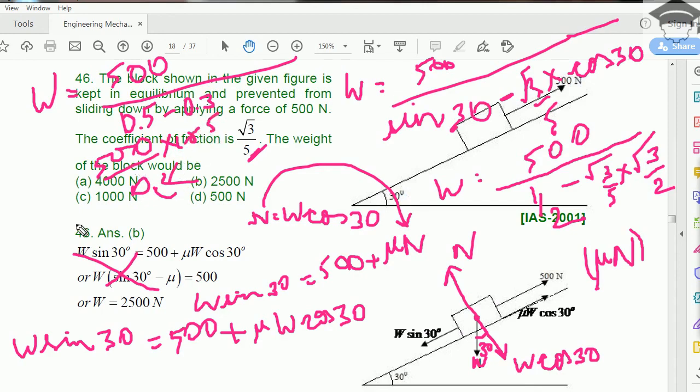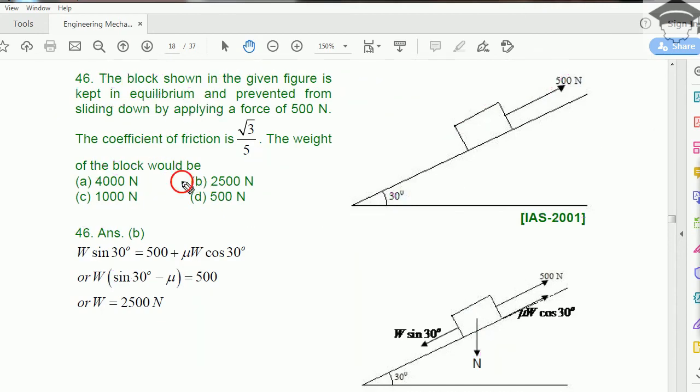This value is correct, but in this equation they have not considered W cos 30. You can see they have directly taken only the mu value. They forgot to write cos 30 here. Ideally it would be this equation: root 3 by 5 into W cos 30 plus 500 is equal to W sin 30. You substitute the values of cos 30 and sin 30, and you will find W as 2500 newtons. This is the answer B. Okay.